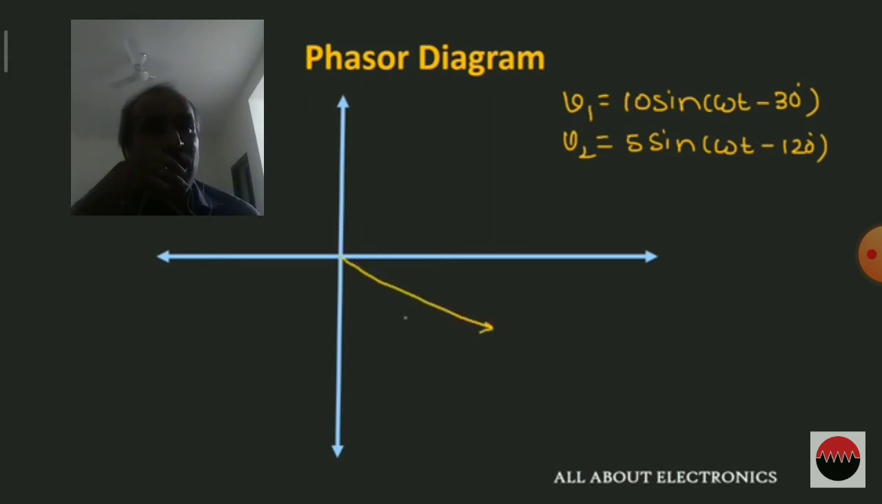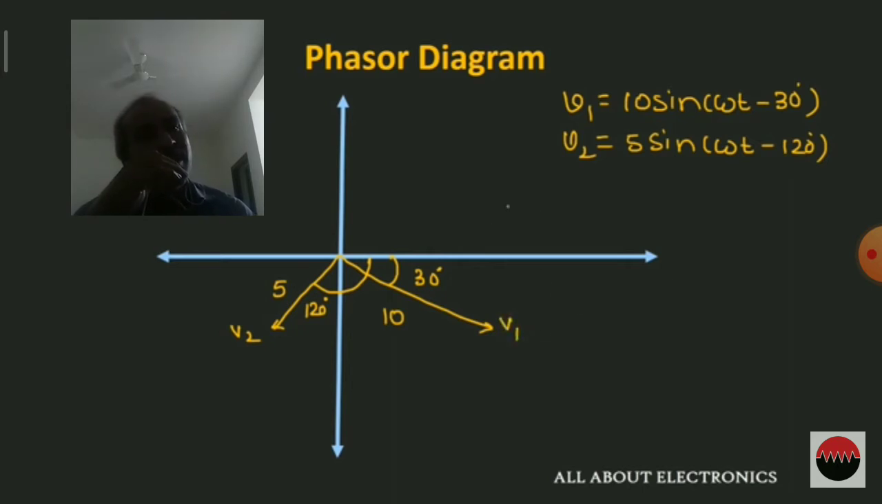Let's draw the phasor vector for V1 of length 10. Ten is nothing but the amplitude. The length of the vector always represents the magnitude or amplitude. 30 degrees is the phase. Minus 30 means lagging by 30 degrees. Similarly, draw a vector for V2 whose amplitude is 5. The length of the vector is represented by 5, lagging by 120 degrees phasor angle. In this way, we can draw the phasor diagram for vectors V1 and V2.